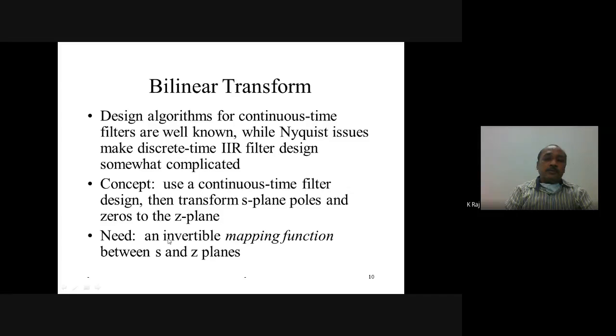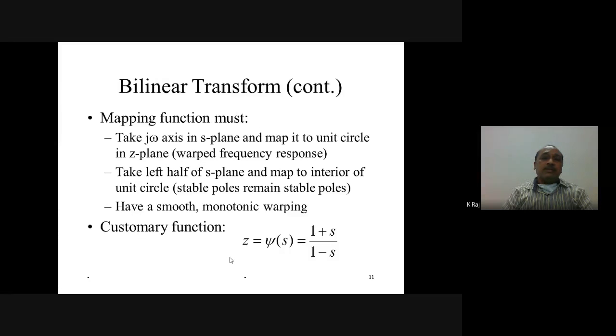Now, what is the need? The need is for an invertible mapping function between the S and Z planes, so that the properties or the performance of H(S) may be transferred to H(Z).